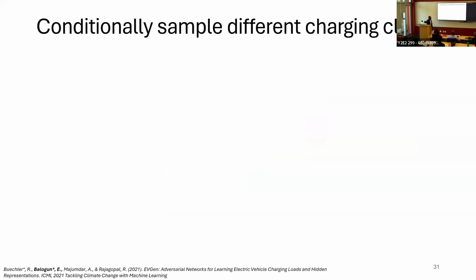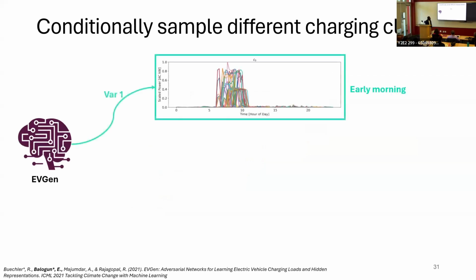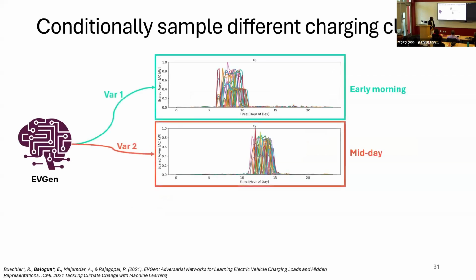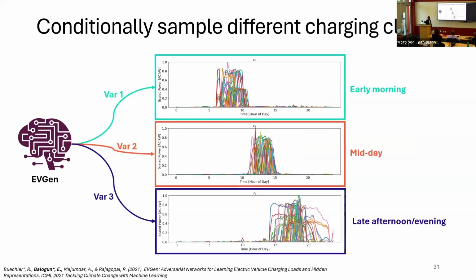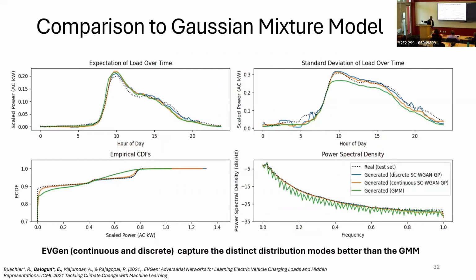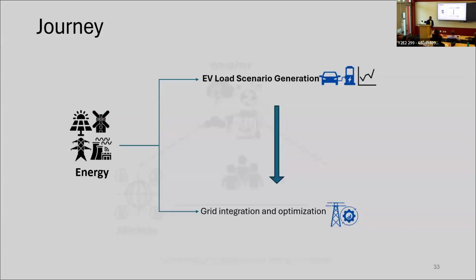Now, what can we use this to do? With EVGen, you can sample a type of charging, like early morning, midday, late afternoon. You can sample as many as you want, so you can run different types of scenarios. We compare this model to a Gaussian mixture model, which is the baseline, and we show that our model was able to capture the distinct modes better than the Gaussian mixture model because it makes fewer assumptions of the data distribution. Now that we've talked about EV load scenario generation, I'll go into the grid integration and optimization part.